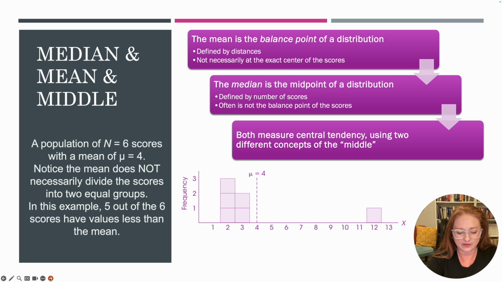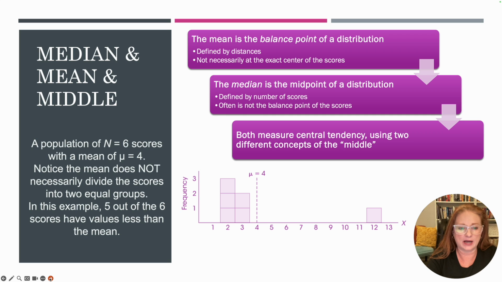And it's defined more by the scores, right? So you're getting rid of that one, that one, that one, that one, trying to find the middle score. And it's often not the balance point. What they're both trying to measure is what we call central tendency. What they're both trying to get to is that pure middle.